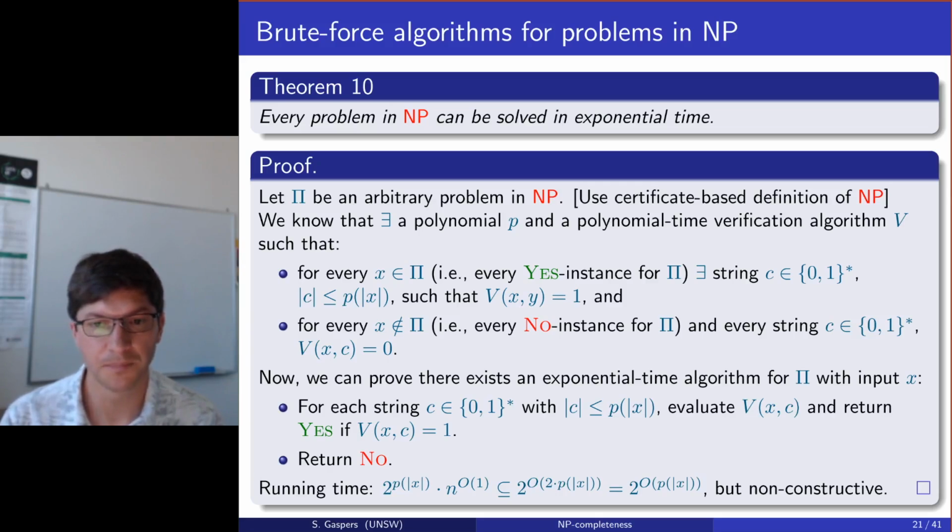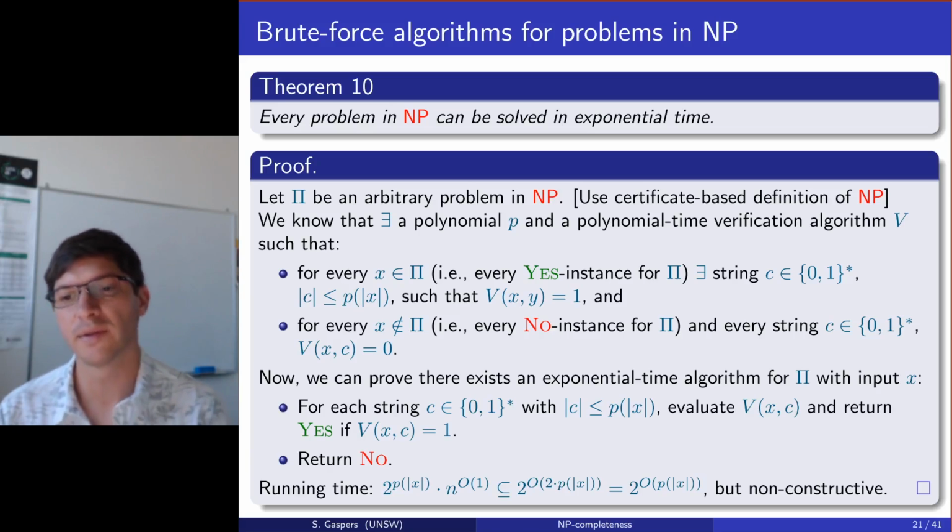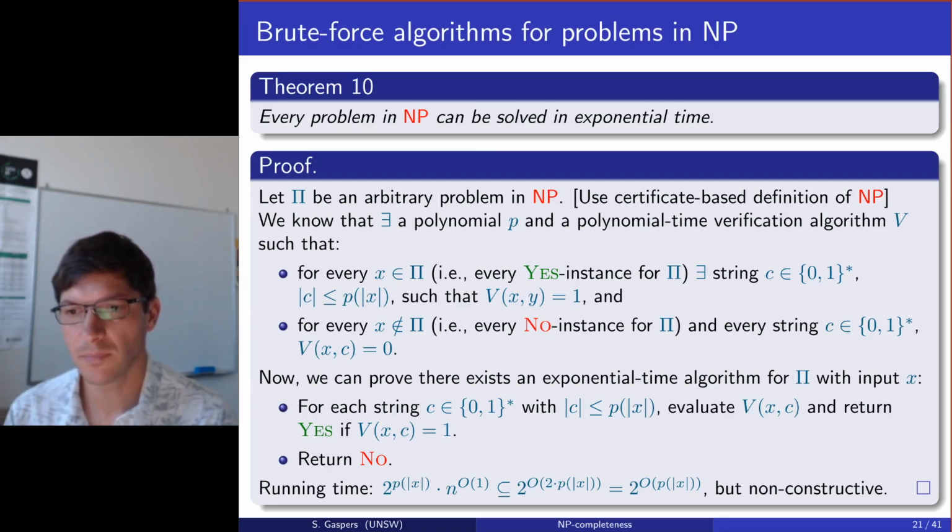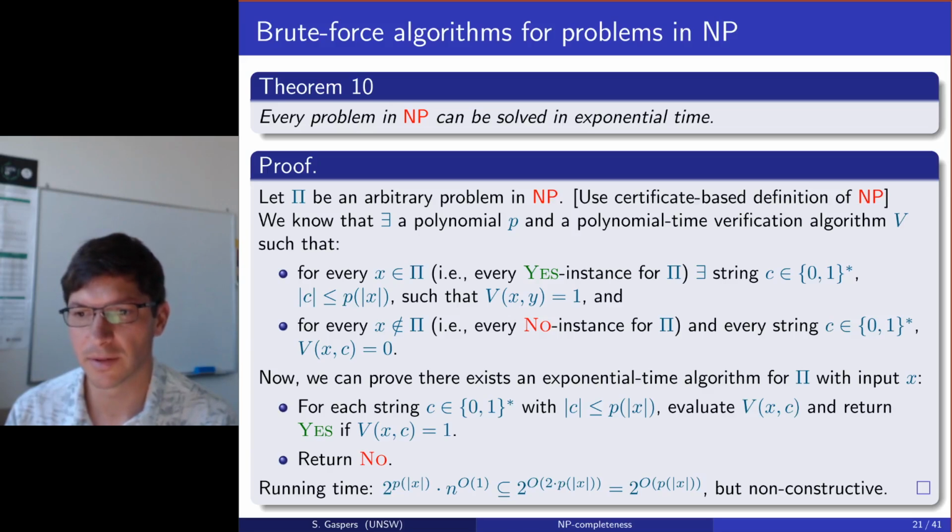So the running time is 2 to the p of the size of x times a polynomial, because the verifier runs in polynomial time. And so this is exponential again. It's not doubly exponential, it's just exponential because we can upper bound it by 2 to the order twice p of x, which is 2 to the order p of x.